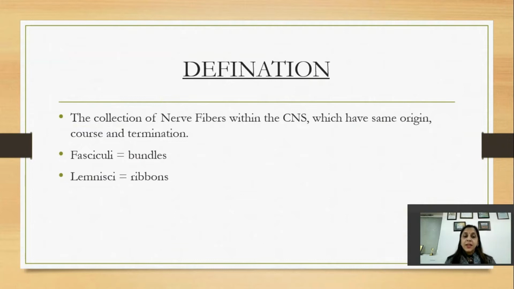In the sensory tracts, we include some terminologies that are fasciculi and lemnisci. What does it mean? Fasciculi means a bundle of nerve fibers and lemnisci means the ribbons that carry the information from one part of the central nervous system to another part of the central nervous system.